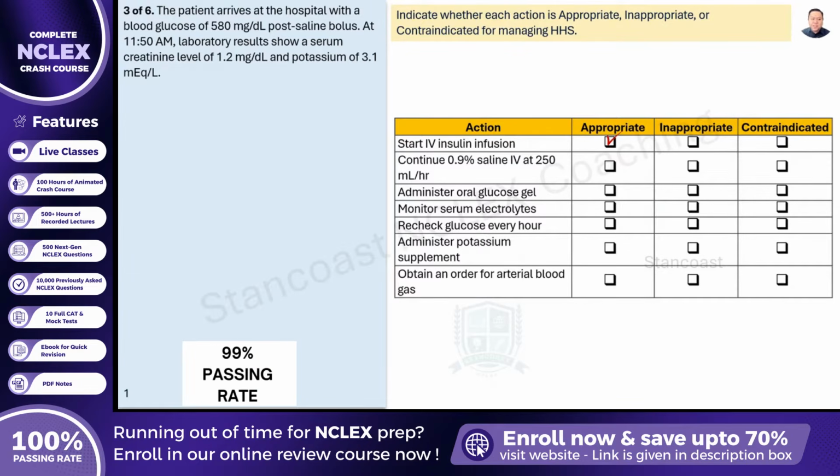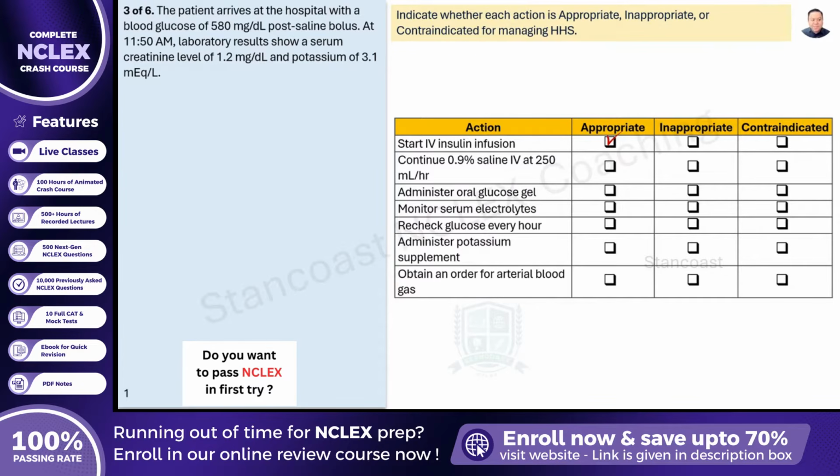And since the patient's glucose upon arrival to the hospital is 580 milligrams per deciliter, when we are starting the infusion of insulin, definitely this is the right move to start reversing the effects of HHS. But don't forget, our ideal gradual rate of lowering is somewhere between 50 to 75 milligrams per deciliter per hour. Now, let's look into the next intervention.